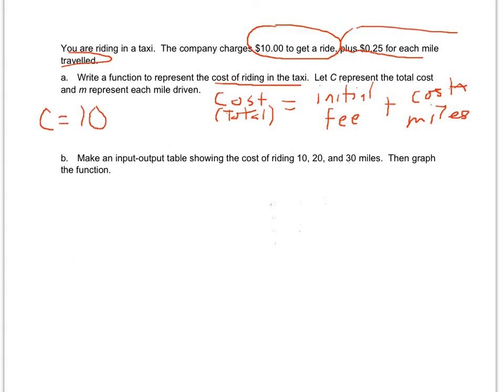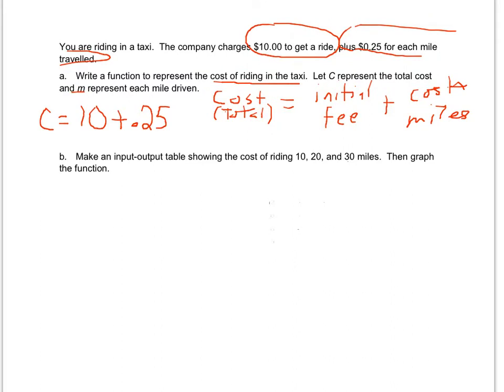It's $10. Plus, now we need a way to represent the cost of the miles we drive using the variable M. Well, I can't just put M, because then that would be like I would add $1 for each mile I drive. So it's 25 cents for each mile. So it's 25 cents times each mile I drive. Here's my function right here: the total cost of the ride equals $10 plus 25 cents times each mile I drive.